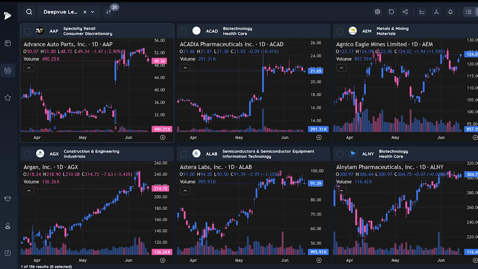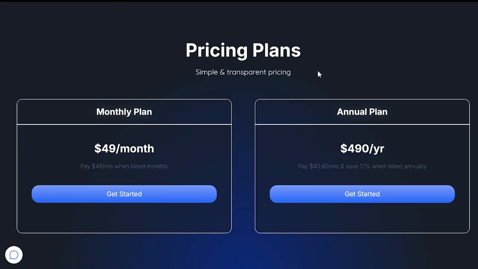So DeepView unfortunately doesn't offer a free plan or even a free trial. If you want to try it out, you'll need to sign up for a month for $49 per month. If you like it, an annual plan costs $490 per year. So it's a little bit more expensive than the other screeners I showed you, but I think it's really flexible and really powerful. And those pre-made screens that are built in are just super great for getting started quickly.